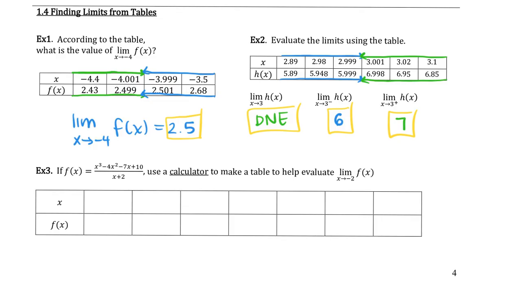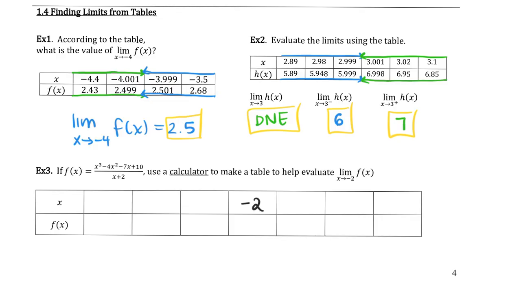Okay, so for example 3, it says if f of x equals x cubed minus 4x squared minus 7x plus 10, the quantity over x plus 2, use a calculator to make a table to help evaluate the limit as x approaches -2 of f of x. Okay, since I want the limit as x approaches -2, I want the numbers to come very close to -2.